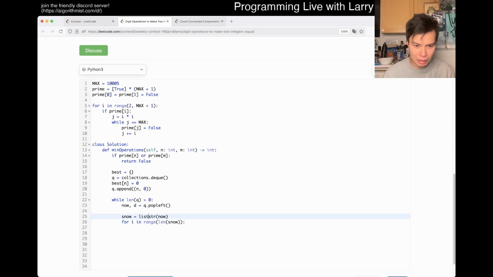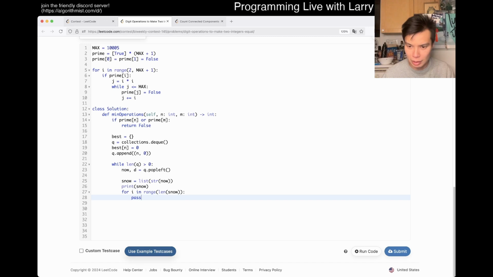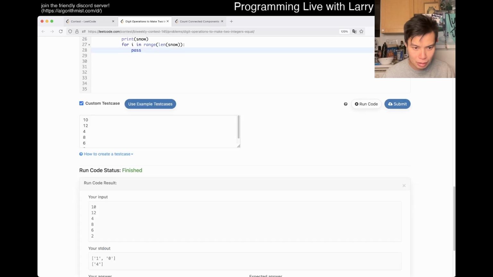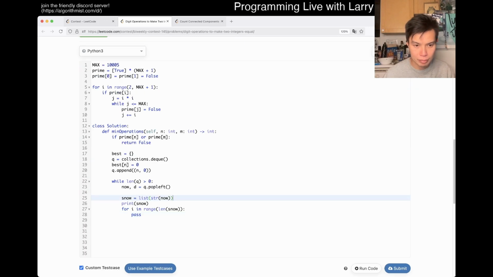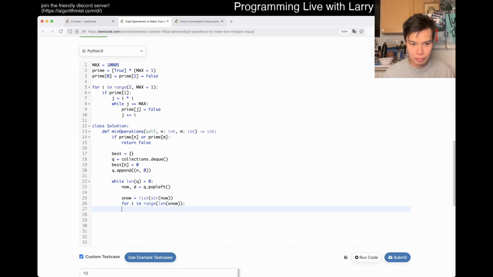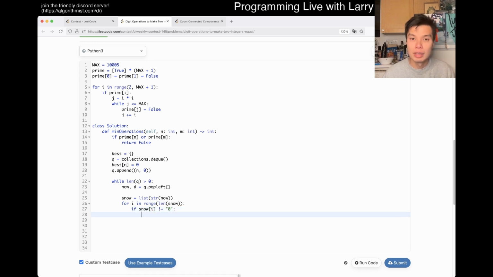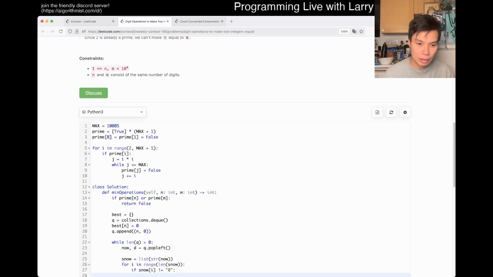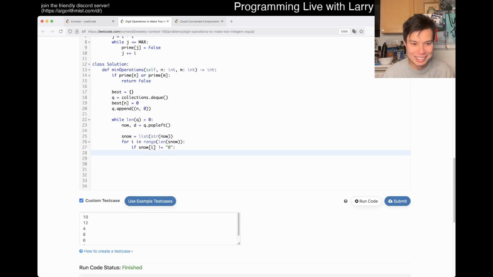I think you could write this, right? I think that converts it to a list. Yeah, okay. That's what I thought. If it's not equal to 0, then we could decrease by 1. I don't know how to look up for that. But still, why am I so bad at this?